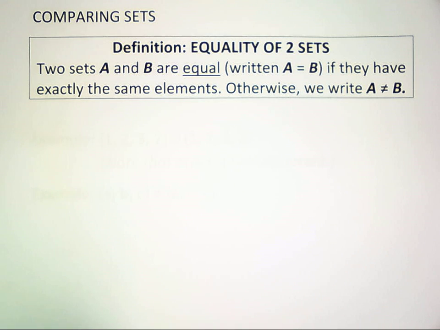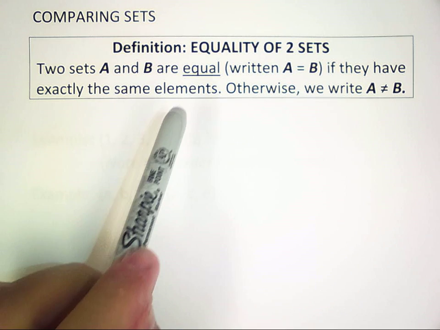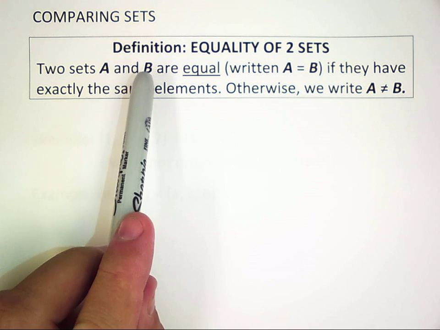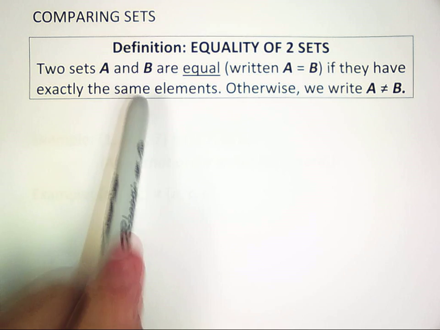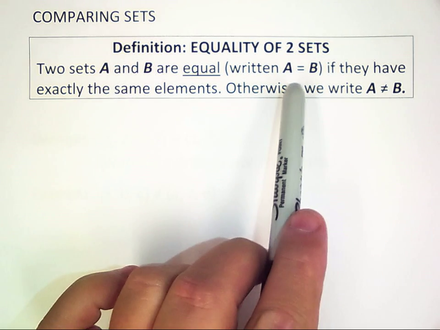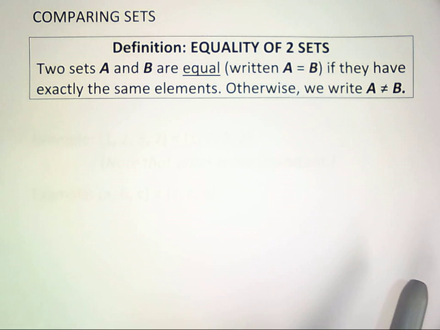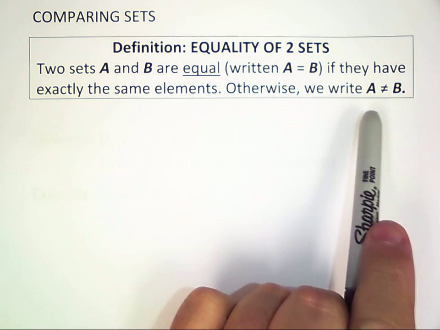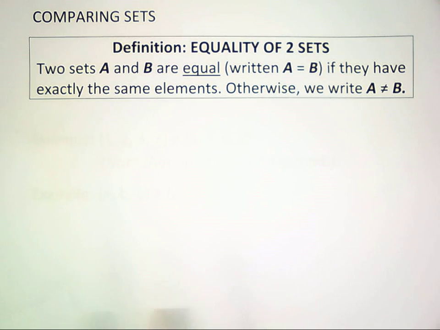Here I'd like to talk about various ways of comparing sets, the first of which is the idea of two sets being equal. Here's the definition. Two sets A and B are equal, and we just write the normal equal sign between them, if they have exactly the same elements. It's the simplest idea of equality that you could possibly come up with. If the sets don't have exactly the same elements, we write A is not equal to B.